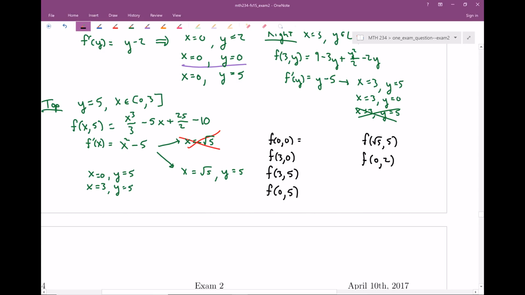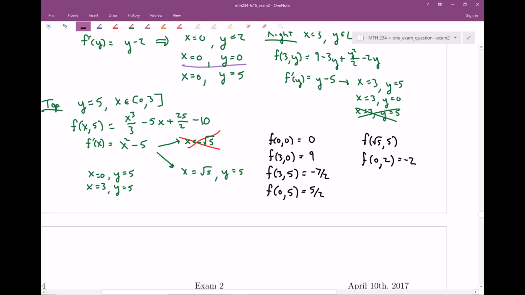Again, we're going to plug these values into our function. For (0, 0), I get out 0. For (3, 0), I get out 9. For (3, 5), be a little bit careful with this one, but I get negative 7 halves. For (0, 5), again a little bit careful, I get out 5 halves. For (0, 2), this one's a little bit easier, I get out negative 2.